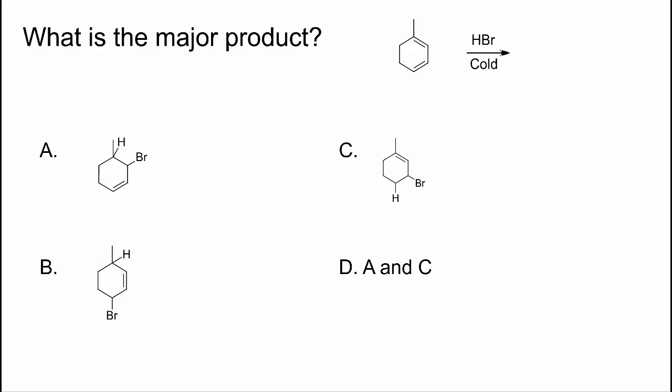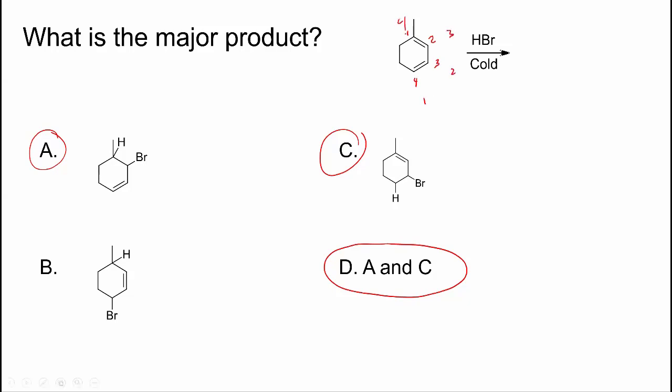All right, so people are choosing A and C. The correct actual answer is A and C. So people, I'd say, choose A and C, but it is both of those. So it depends on where you started your numbering. So you would get products with the HBr in either of those conditions. All right, any questions on that one?